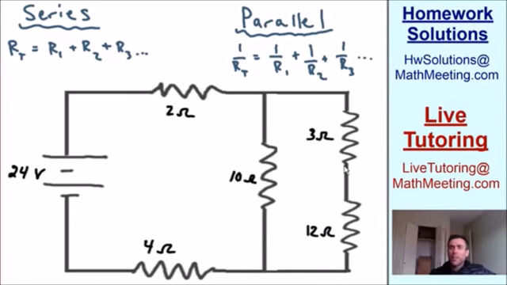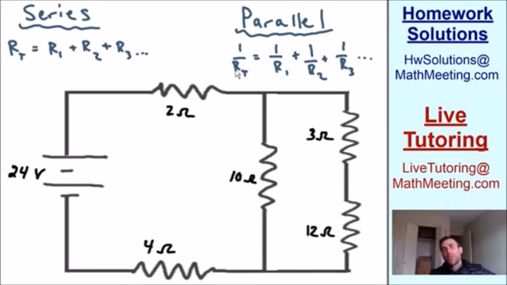If we want to simplify this circuit so that there's only one resistor, we need to use these two formulas that I wrote for you at the top of the screen. If two or more resistors are in series, then we use the formula on the left side of the screen. The total resistance is equal to R1 plus R2 plus R3. In other words, we just add all of the resistors together.